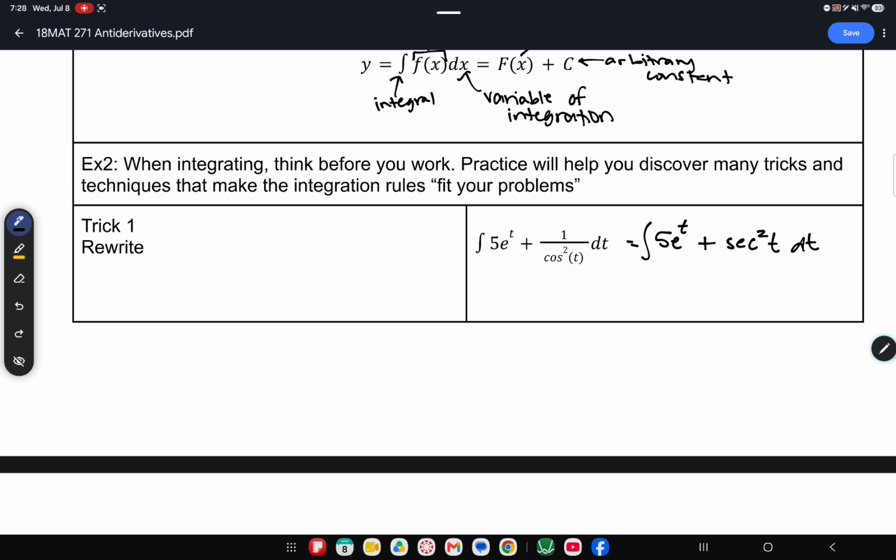And then let's just think backwards. What would give us a derivative of 5e to the t? This one's a little easier because for e to the t, the derivative is just e to the t, and 5 is just that multiplier. So it's actually just 5e to the t. And then what gives us a derivative of secant squared? That's going to be tangent. And then we just won't forget our plus c.